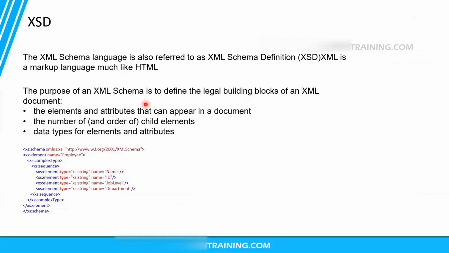The purpose of an XML schema is to define the legal building blocks of an XML document. So how the XML should be formed, this is defining. This is the XSD, guys. So this is how the employee record, the employee XML, should be created. If instead of name we send F name, it won't accept it. The names of the elements should match and the type should match.